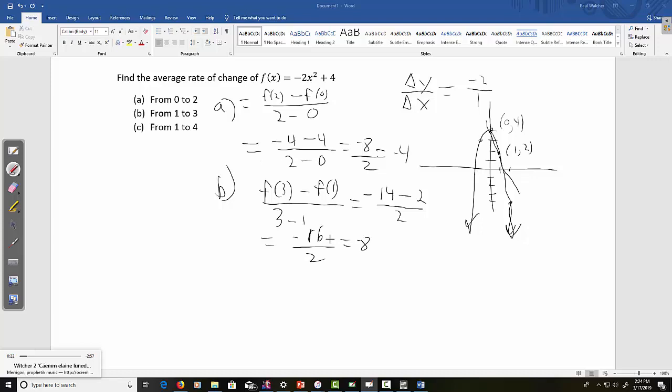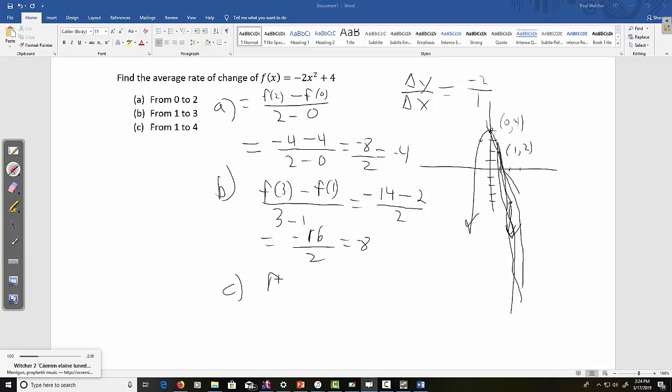And that's the average rate of change from 1 to 3. And it shouldn't be a big surprise that that's the case. If you plug in 1, you're there. If you plug in 3, you're way down here. So the slope of this line, wow, I cannot draw it straight at all. But the slope of that line is very steep, negative 8. It goes down 8 units for every 1 unit it goes over.